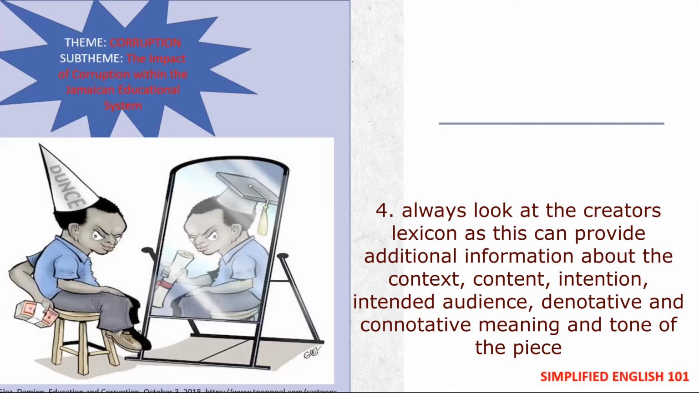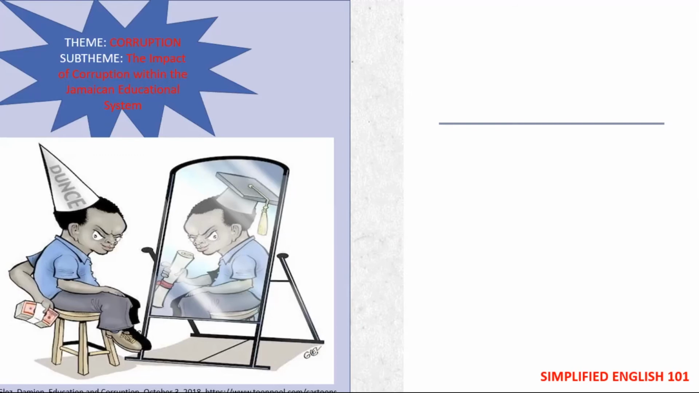The word dunce on it is important because it reinforces this idea that he is not smart in real life. However, he has been able to graduate, and this is because corruption was able to buy him what he wants. The word dunce also has a negative meaning, especially within the Caribbean where we call people dunce. You know what we mean. So the intended audience is also highlighted through the picture. We can see that because we know from this image that it is directed to students and anyone who is associated with the education system.